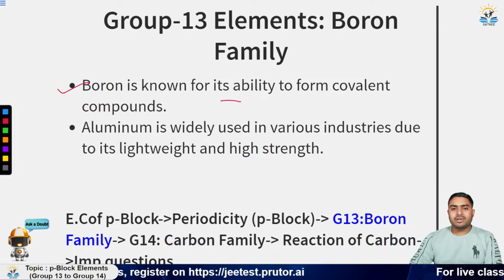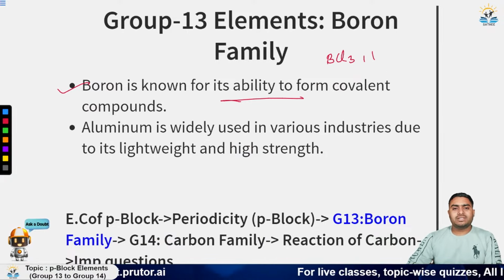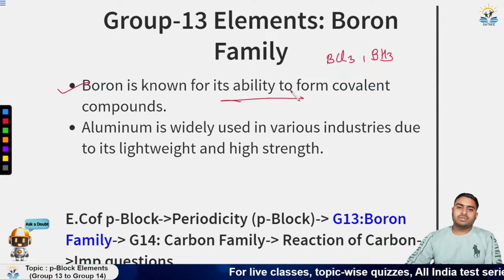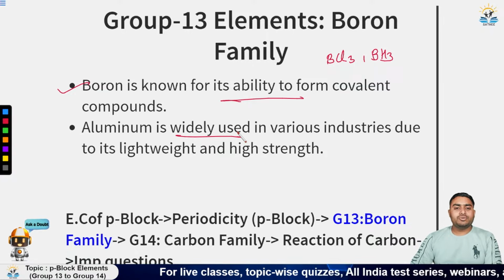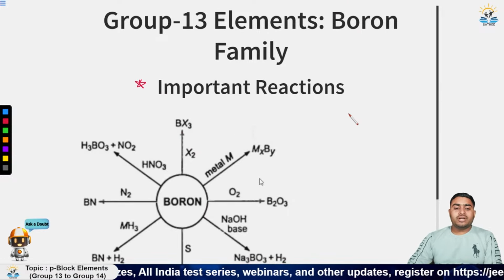Boron is known for its ability to form covalent compounds. It can form BCl3, BH3, etc. Aluminium is widely used in various industries due to its lightweight and high strength. Let's move to some important reactions, some important reactions of boron.